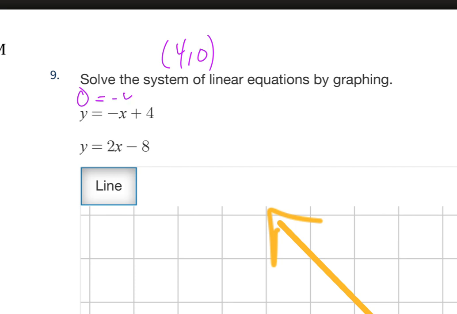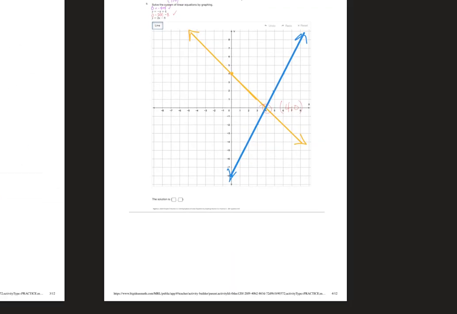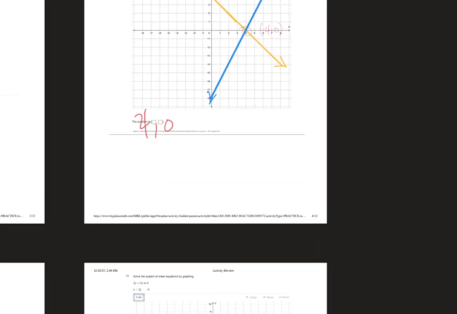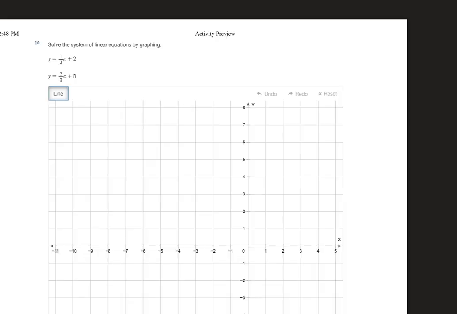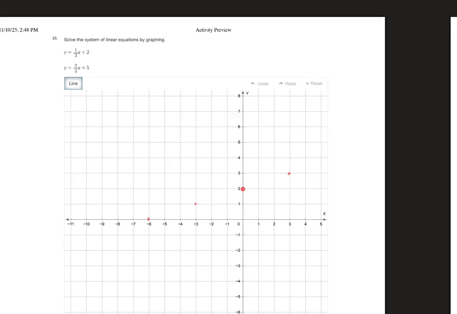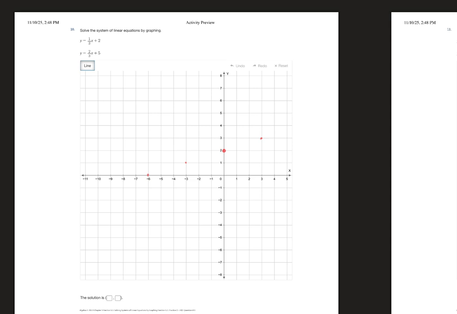0 equals -4 plus 4. It sure does. And let's do the other one. 0 equals 2 times 4 minus 8. It also does. So we are confirmed that 4, 0 is our solution. We have another one in slope-intercept form. The first one, the top one, has a y-intercept of 2 and a slope of 1/3. Rise up 1, run over 3, rise up 1, run over 3. Just like that. So let's graph it.